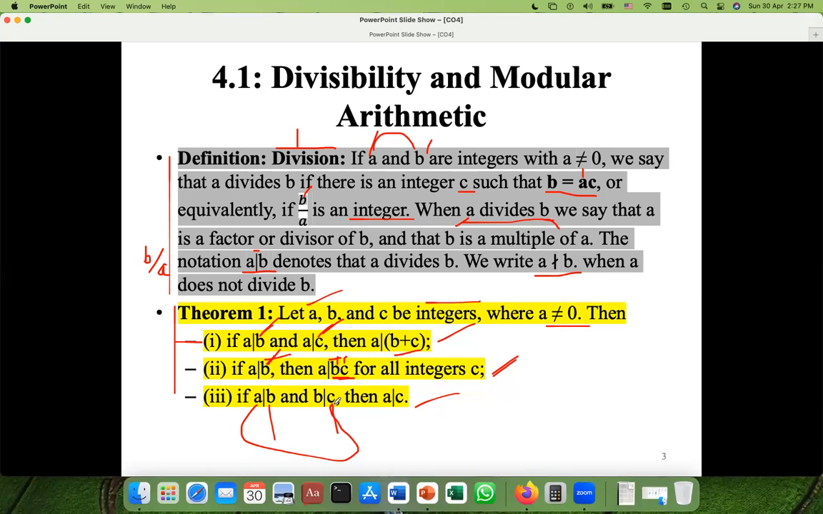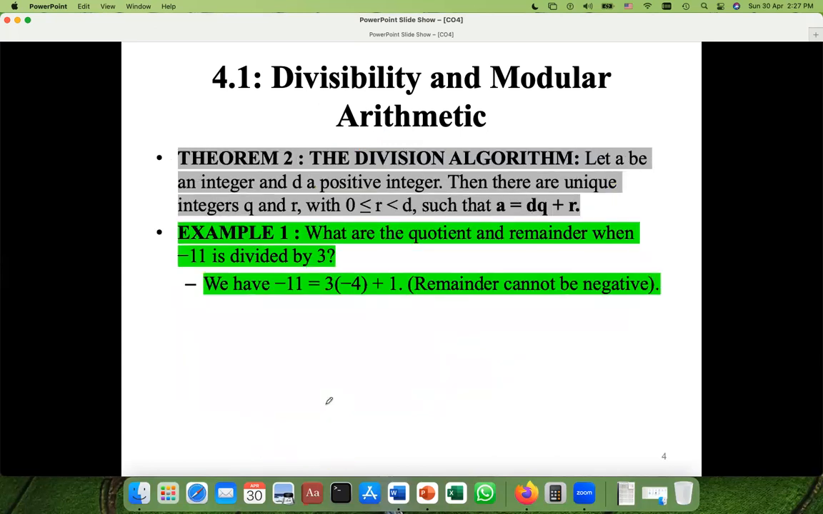Then it means that there is some divisibility property existing among all these three numbers, A, B, and C. They can divide each other like that. So by taking that property, we can say A can divide this C. Anyhow, now we have another theorem for this division.